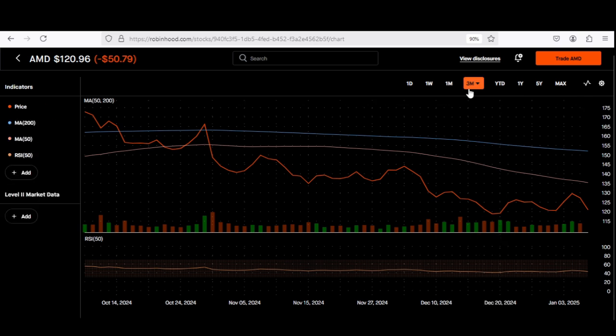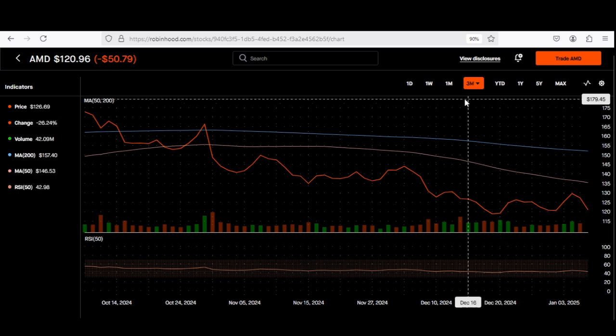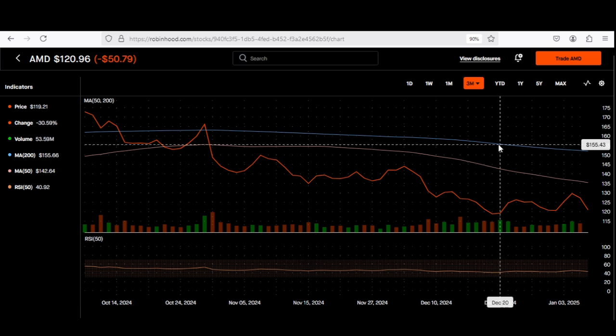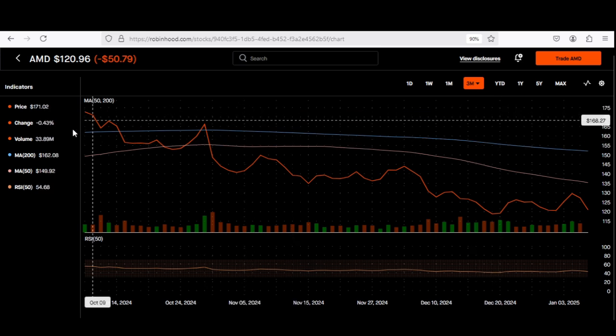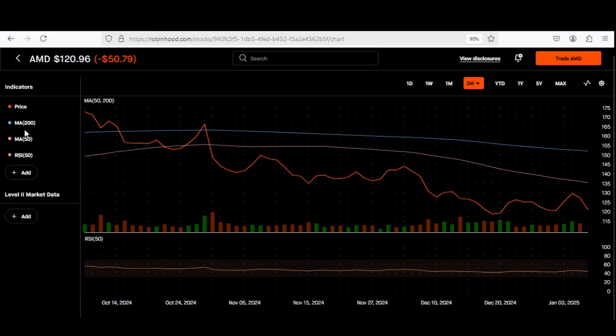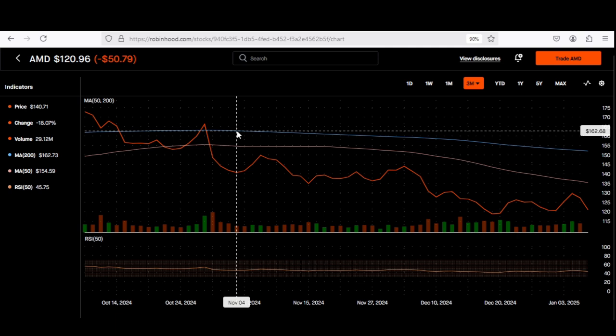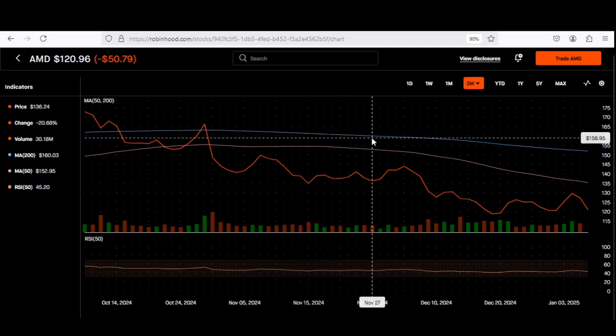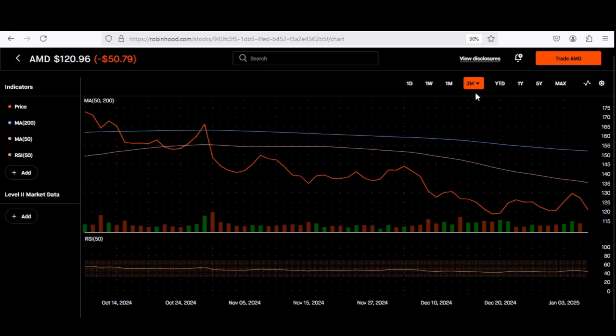So now we're going to start off with the 3-month period. One of the main indicators I use is going to be this blue line right here. Now, let's go ahead to the left and I'm going to show you that blue line is your MA200 or your 200-day moving average. What this does is that it gives you a trend line of where the stock is trading over a given period of time. In this case, it's going to be 3 months.